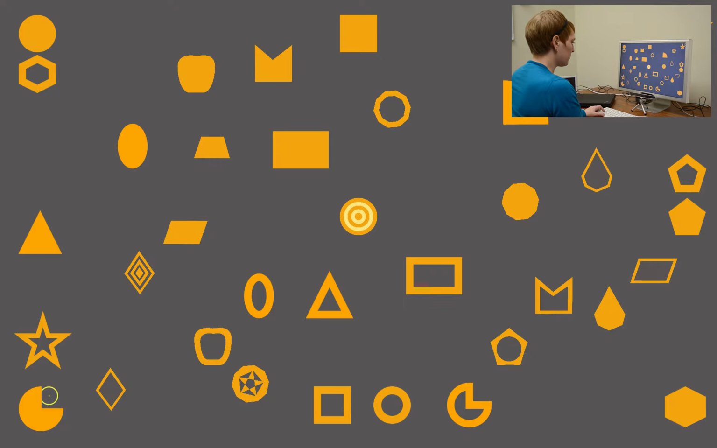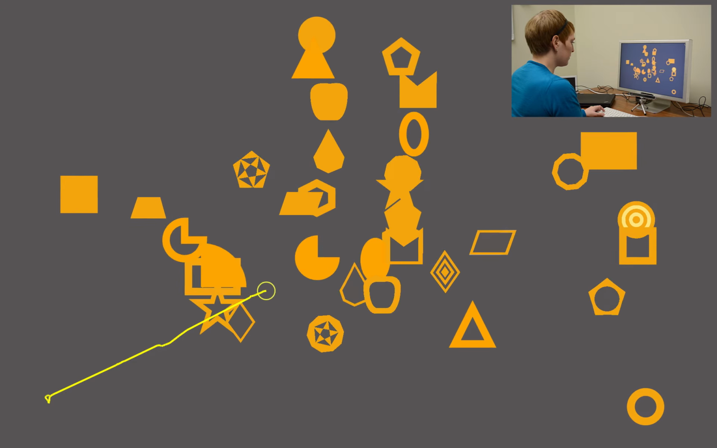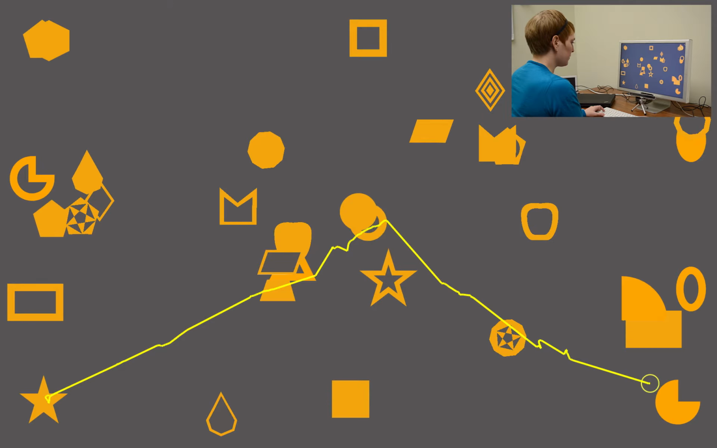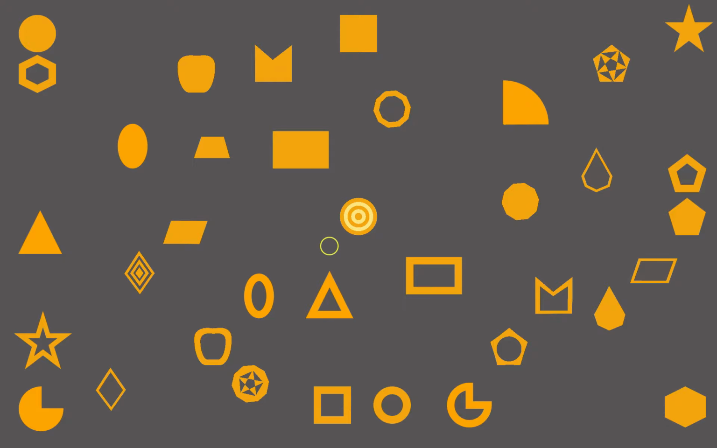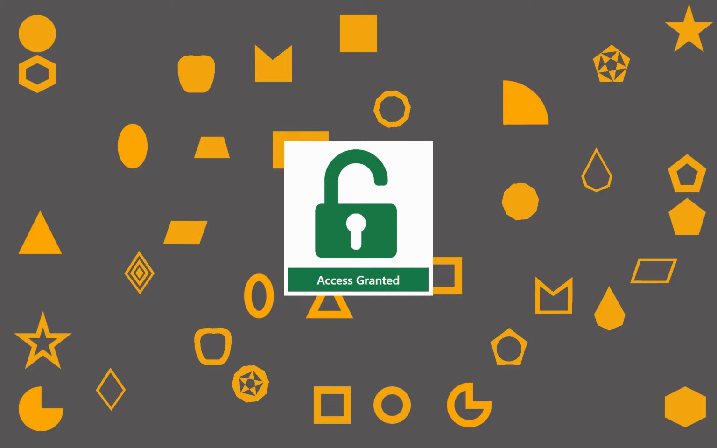Finally, she will follow the pi shape to authenticate. The system will detect which shapes the user followed at each frame, and in this case, since the true password was entered, the system allows access.